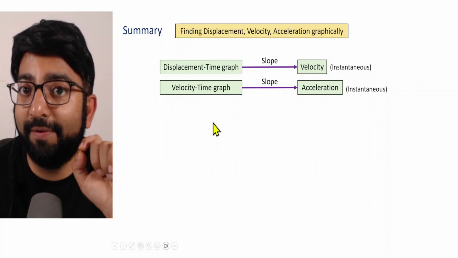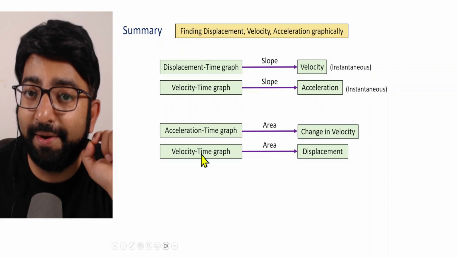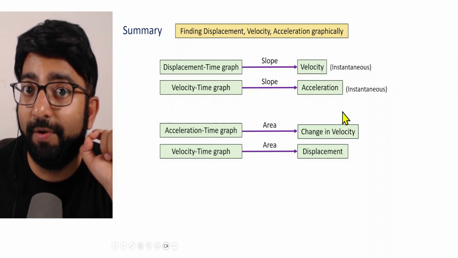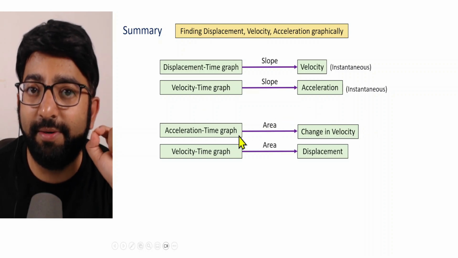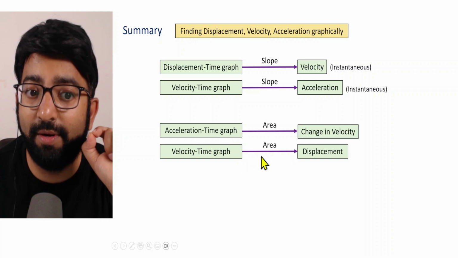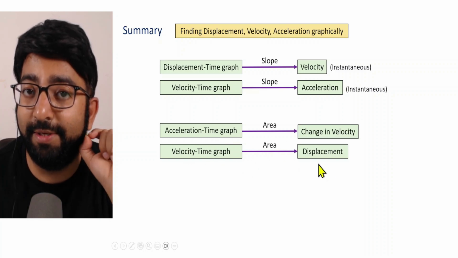And if we need to go in the reverse direction, for example, if an acceleration time graph is given and we need to figure out the change in velocity, we will find the area under the acceleration time graph. Similarly, the area under the velocity time graph gives us displacement.